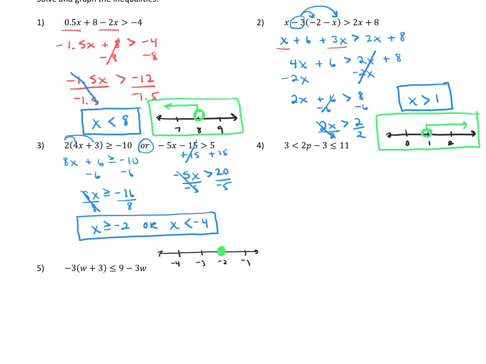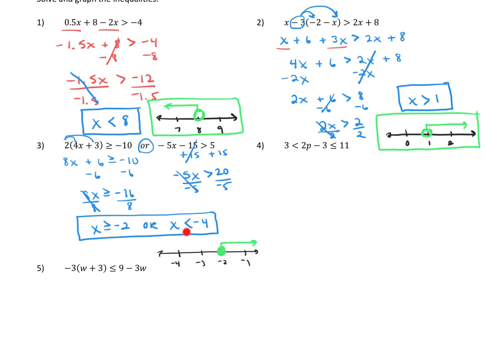What that closed circle means is that negative 2 is a solution, and any number greater than -2. So that -2 is included in the solutions for this. We're going to shade all of our x's that are greater than the -2. Again, on a number line, the bigger numbers are heading to the right. So we're going to shade everything to the right.